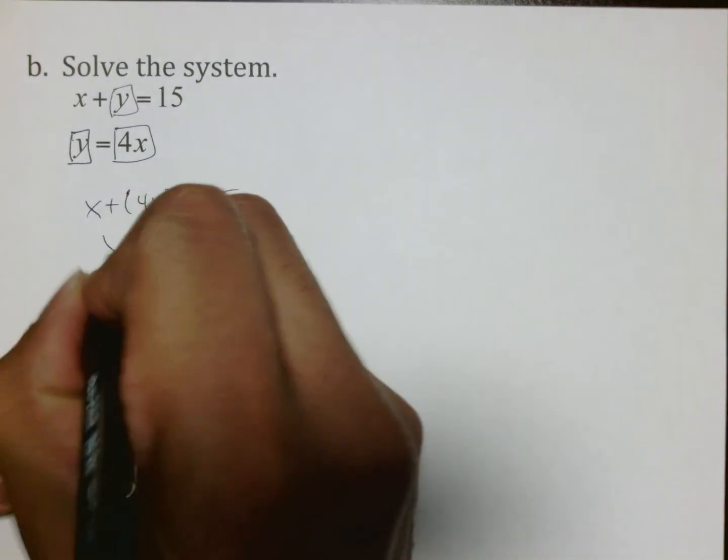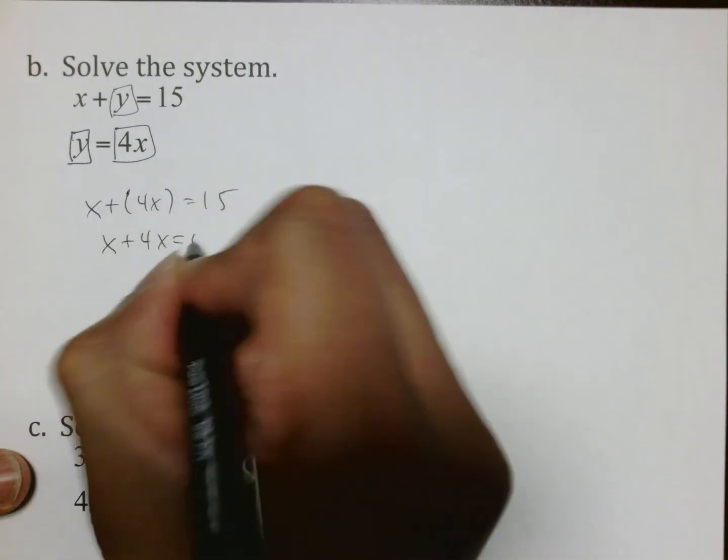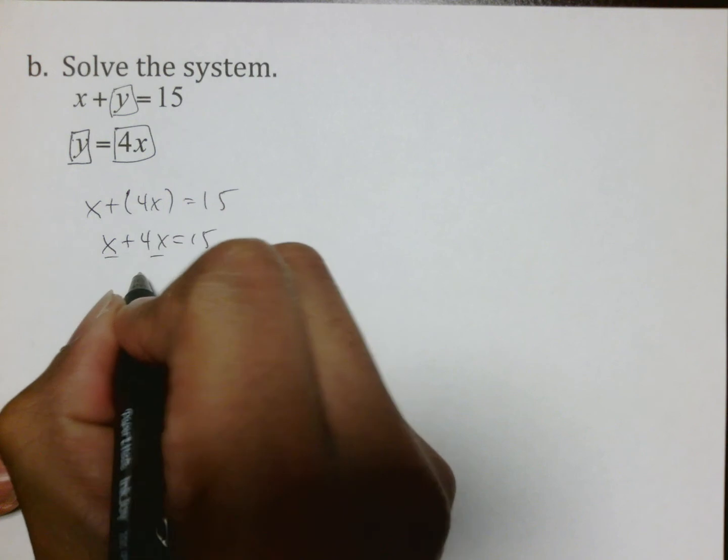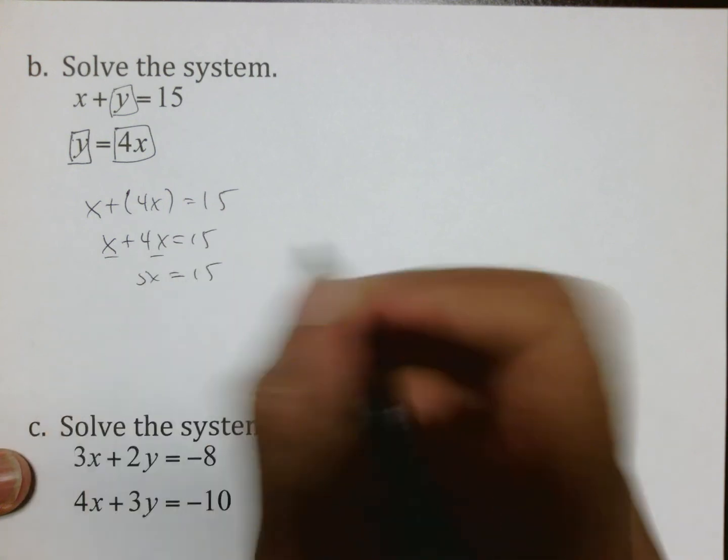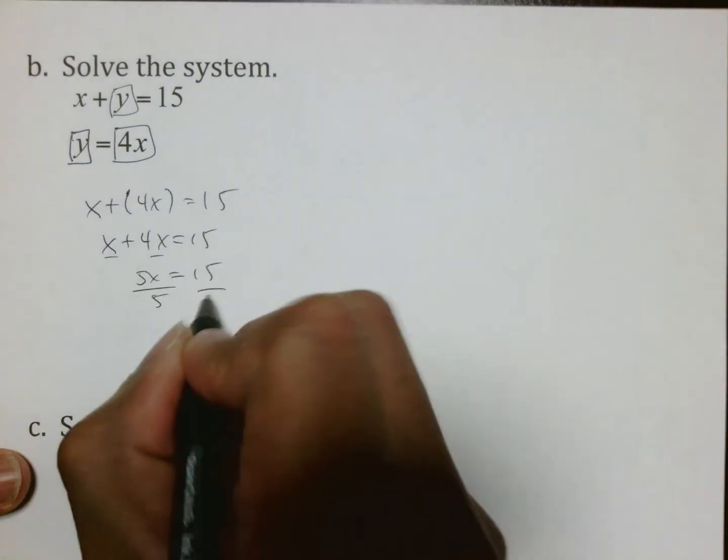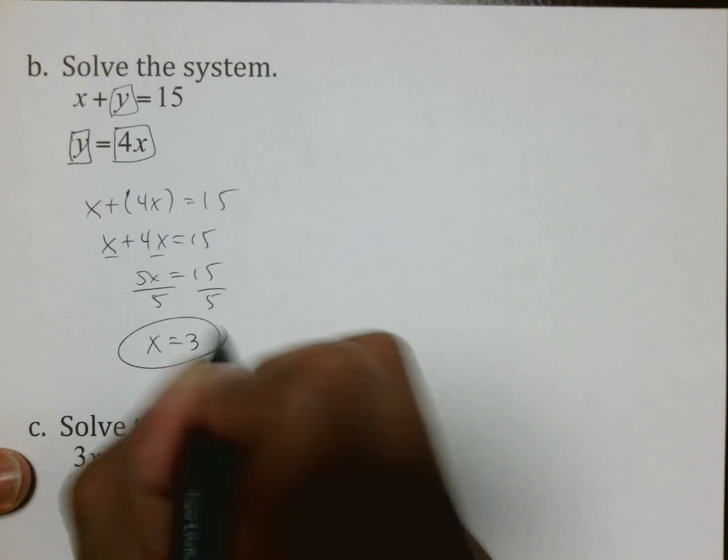Remember that the plus doesn't do anything, so x plus 4x equals 15, which means that when you combine your like terms, 5x equals 15, which when you divide by 5, you get the answer of x equals 3.